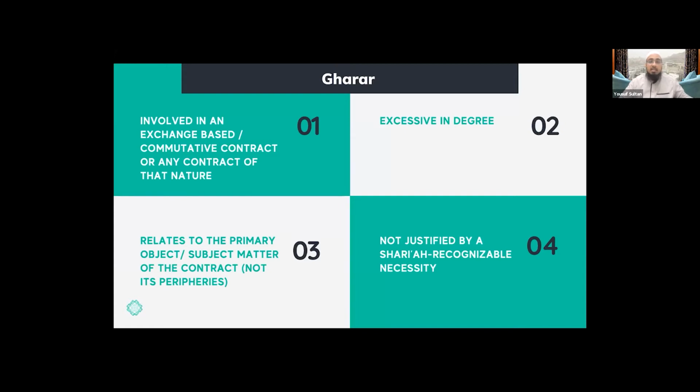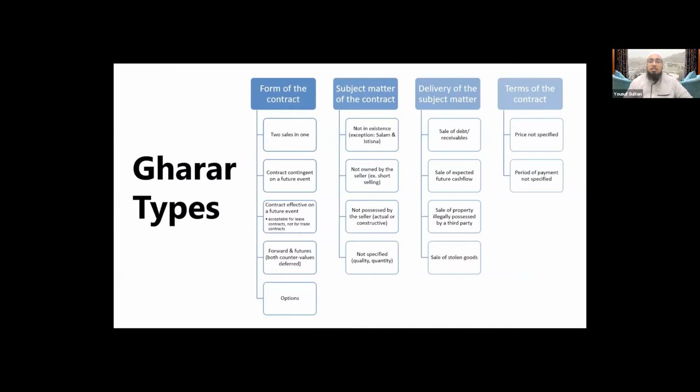Then, things that are excessive in degree, meaning the gharar is quite excessive and it relates to the primary object or subject matter of the contract. This is also relevant to the discussion we will have today, inshallah. And finally, it's not justified by a Sharia-recognizable necessity. In some cases, there could be a necessity because of which the uncertainty is there, but if it's not the case, then gharar is problematic and it may make the contract void or voidable. We will have this today, inshallah.